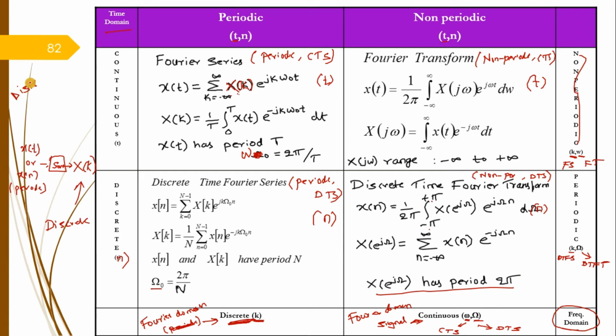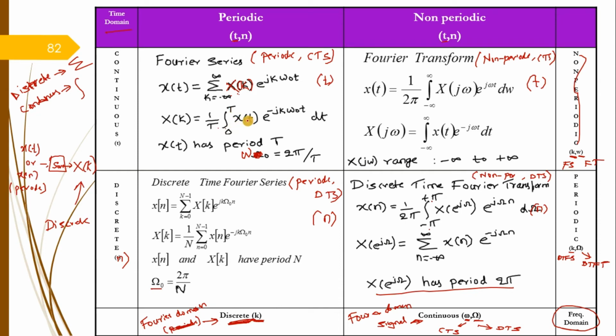For discrete time, use summation. For continuous time, use integral. Remember this. X of k is discrete, so I'm using summation. Now look at the x of t time domain. X of t is continuous time. So for continuous time, integration should be applied. Remember. And it is of periodic nature, so 1 by T, 0 to T. So that is how you should remember.